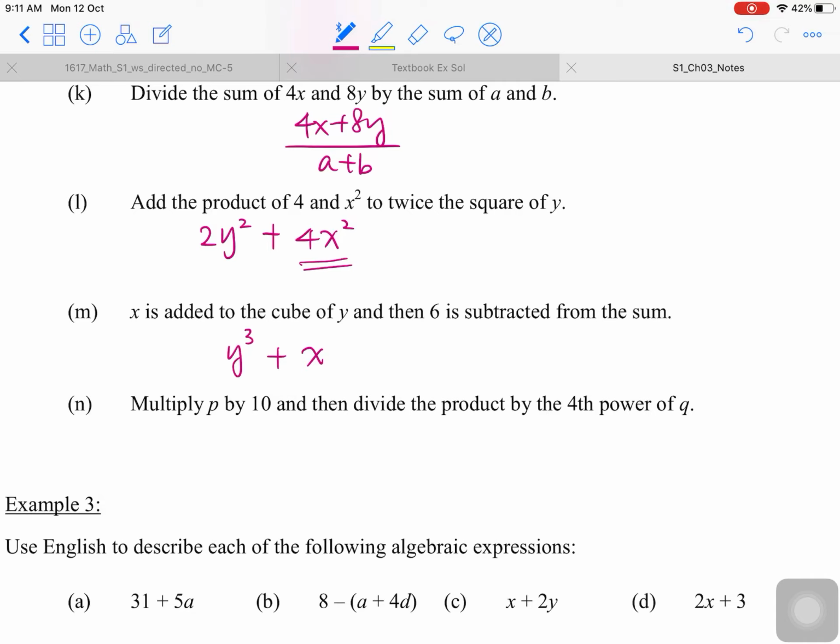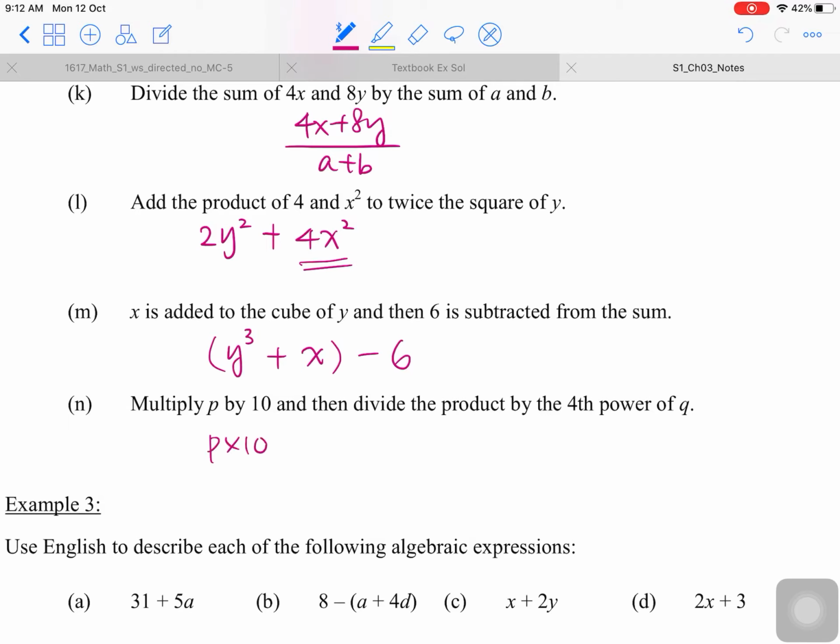Okay, part M. X is added to the cube of y. 嗱，我哋講 x 係加上去個 y 嘅三次方度，咁所以應該 y 嘅三次方加 x。And then 6 is subtracted from the sum. 咁即係話咧，個6咧係要被佢減一減嘅。Then 6 is subtracted from the sum.